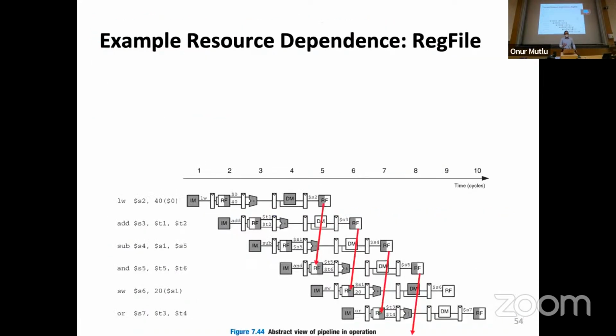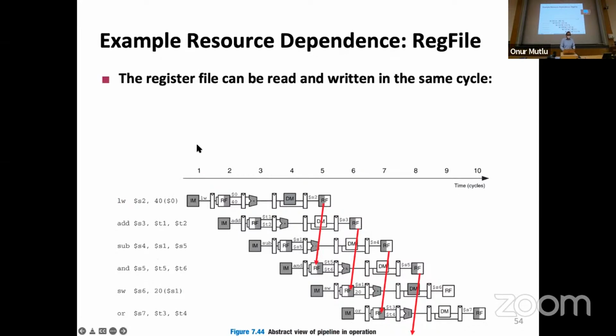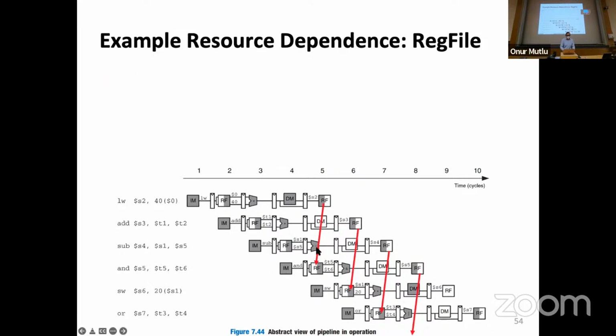Okay, so let's take a look at a common resource dependence, which is the register file. These are completely independent instructions. Hopefully, this is from your book. I didn't complete verifying it this year, at least. But basically, if you look at this, we fill the pipeline. In cycle 5, this load instruction is writing to the register file, and this AND instruction is reading from the register file.